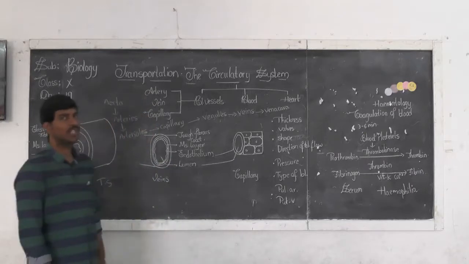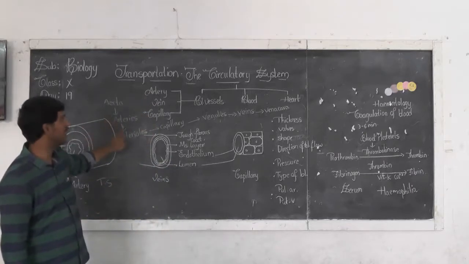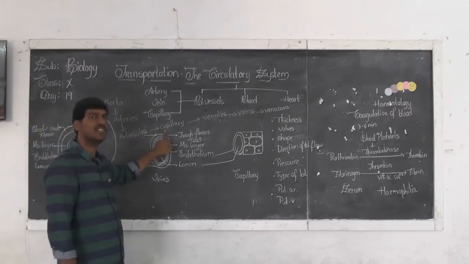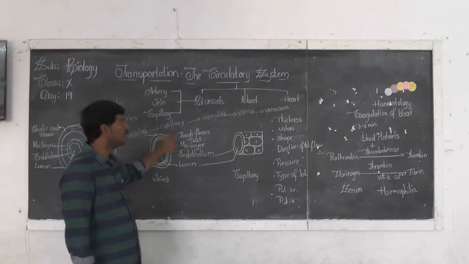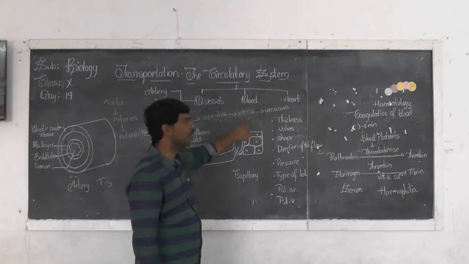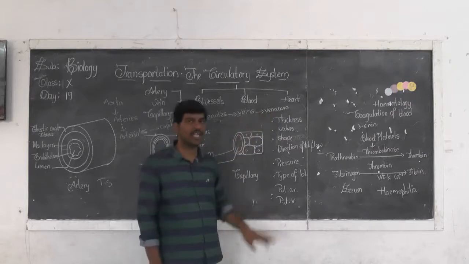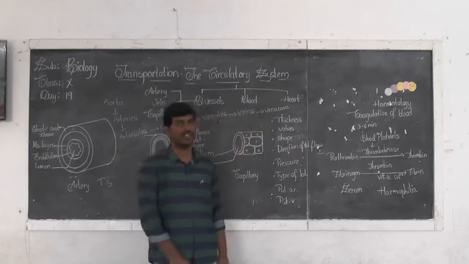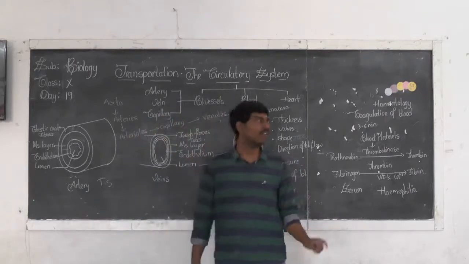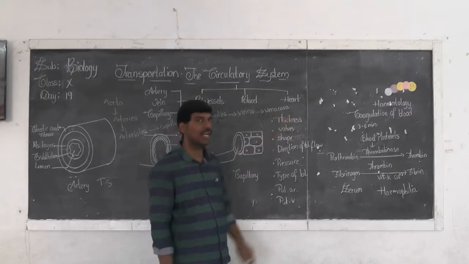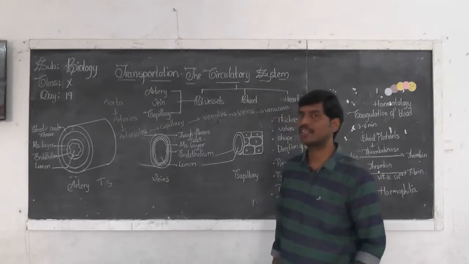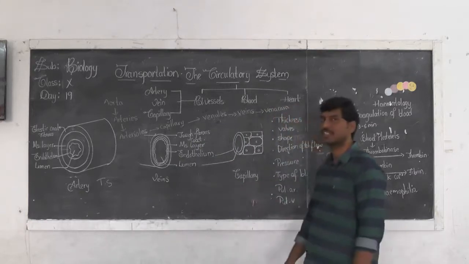So what did I say? The largest artery is the aorta, which divides into arteries, then arterioles, which end with capillaries. These capillaries are present surrounding the tissues. From these capillaries, venules are formed, and venules combine to form veins, and veins combine to form vena cava, and the vena cava end at the heart. Therefore, arteries carry blood away from the heart, and veins are the blood vessels which carry blood towards the heart.